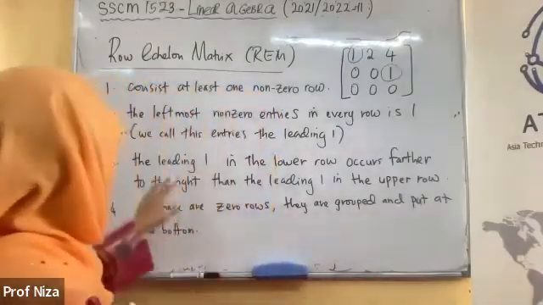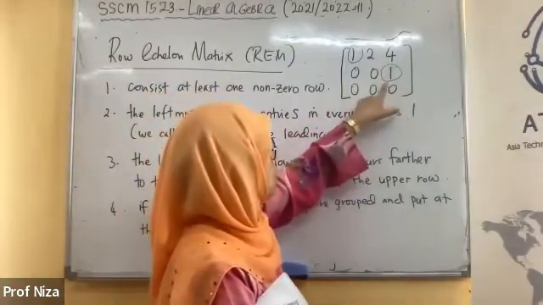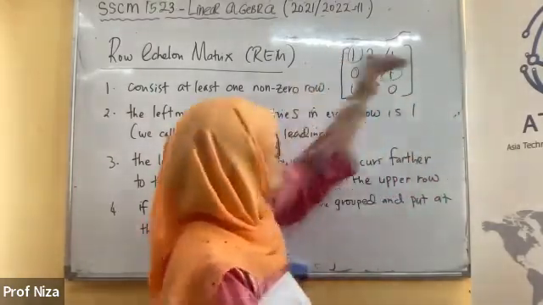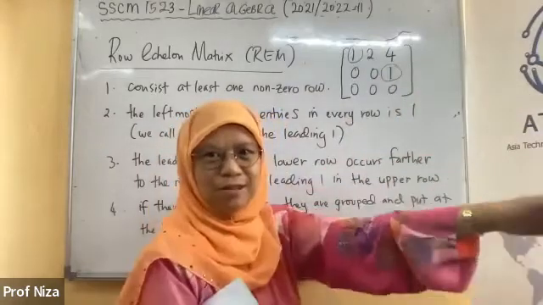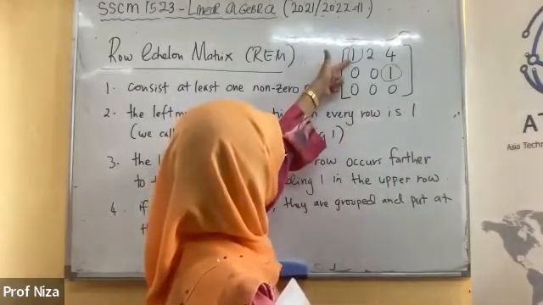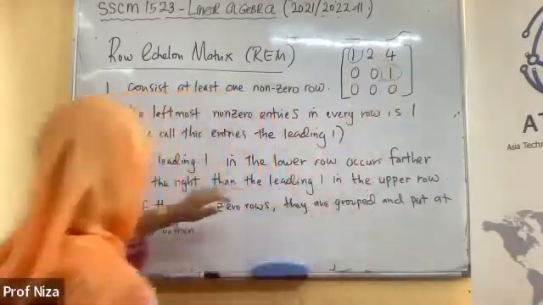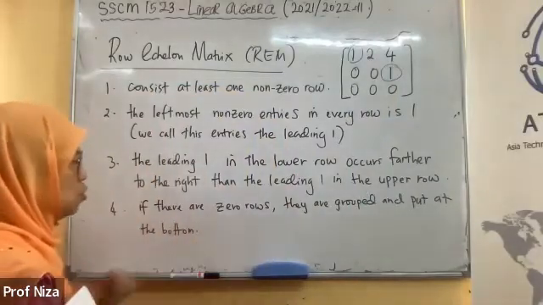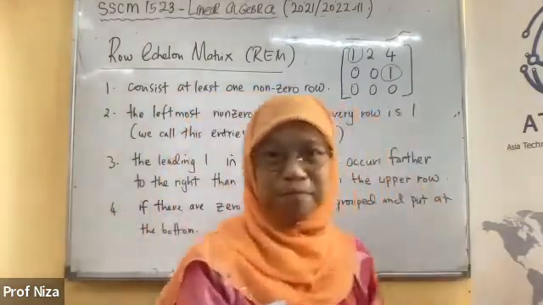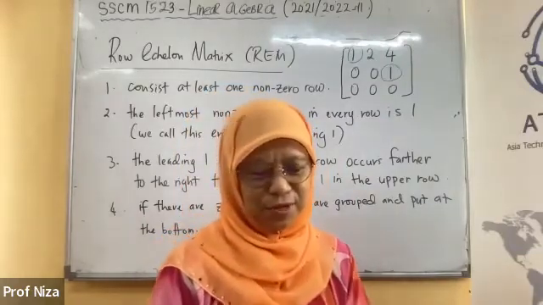Number 3, the leading one in the lower row, this is lower than that, right? The leading one occurs to the right, right? So this is like you go down, you go to the right, you go down, you go to the right, you go down, you go to the right. Turun tangga kan? It cannot be underneath. So this is the leading one. When you go to the next row, you go to the right. Okay, right? So it covers this one. And if there are zero rows, they are grouped and put in the bottom. There is only one zero row and it is at the bottom. Right? Okay. Okay, clear? All right, okay.